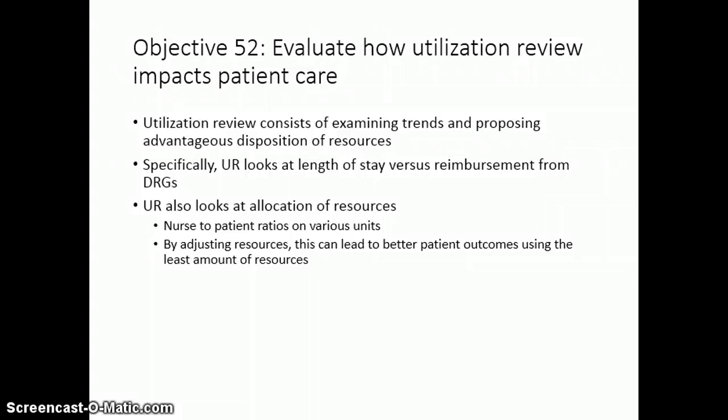Utilization review also looks at allocation of resources. It looks at the nurse-to-patient ratios on various units, and it will help adjust resources as needed, thus leading to better patient outcomes using the least amount of resources. In some of the small hospitals around this area, instead of having patients on 2 floors, the utilization reviewers may say, why don't we move all the patients to 1 floor, close the other floor, and use all of our supplies and stuff on one floor instead of having it on 2 floors.